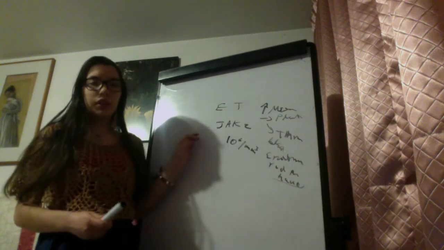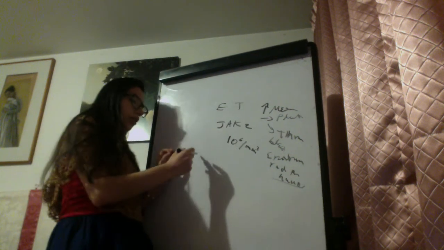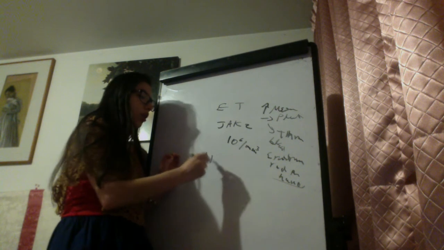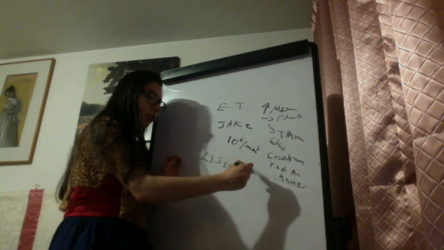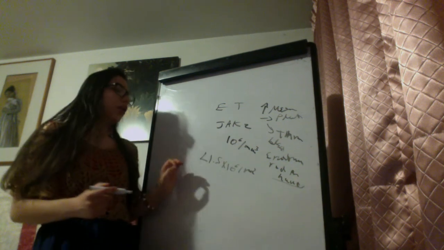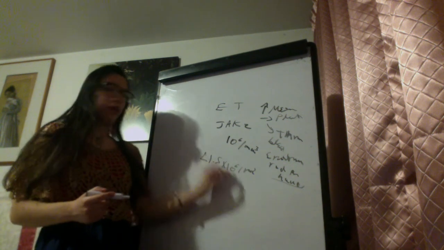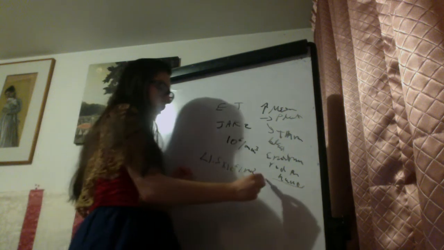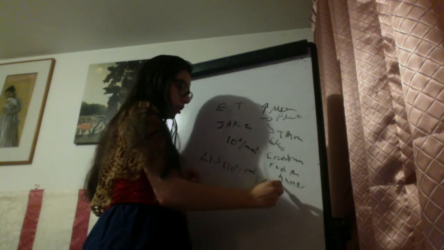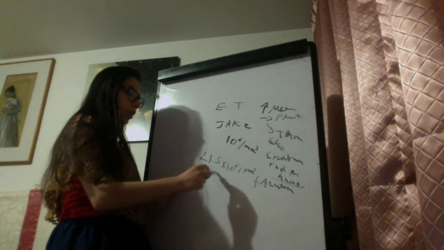Now the treatment is, if the patient has less than 1.5 times 10 to the 6 platelets per cubic millimeter, that is less than 1.5 million platelets, and is asymptomatic, then no treatment.